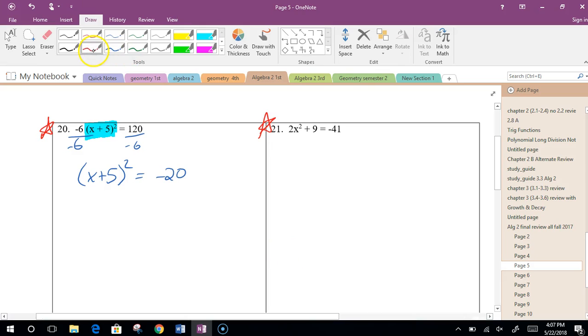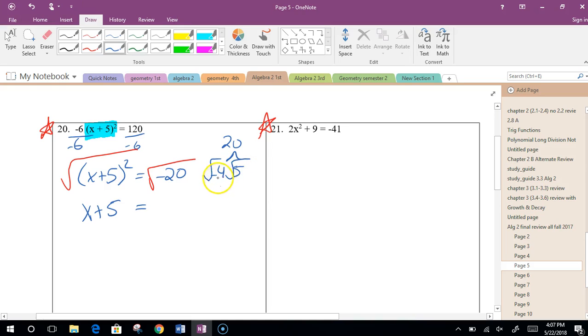We're going to take the square root on both sides. So on the left side, we're left with x plus 5. On the right side, well, we have to think about, if I were to break up 20, 20 would be 4 times 5. But because it's negative, we'll put the negative with the perfect square.